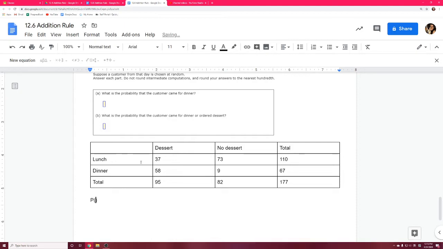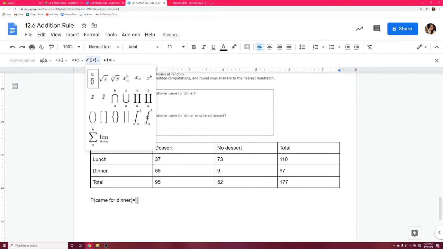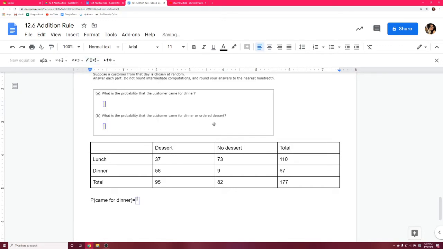So first question, what is the probability that the customer came for dinner? On the top of your fraction will be your desirable outcome, which is the customer came for dinner. So which number is come for dinner? This is the line of dinner: dinner, dessert; dinner, no dessert. And this is the total number for coming for dinner. So on the top will be 67, and on the bottom will be your total customer amount, which is 177.